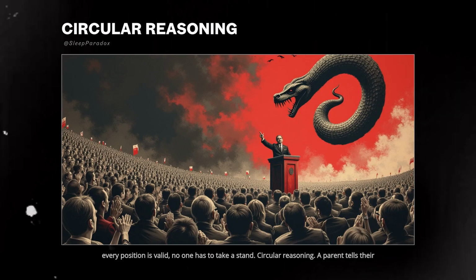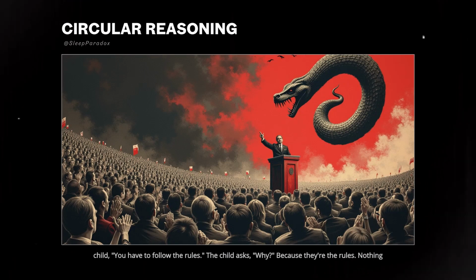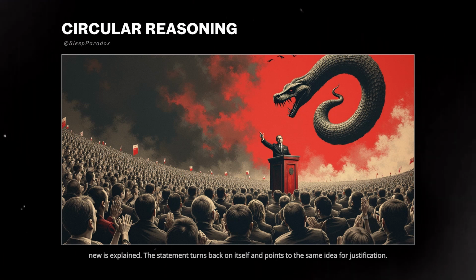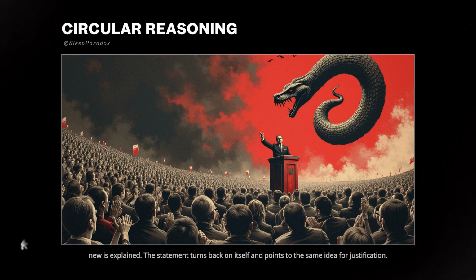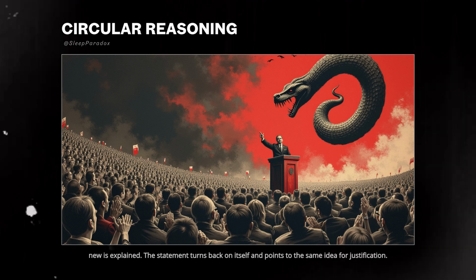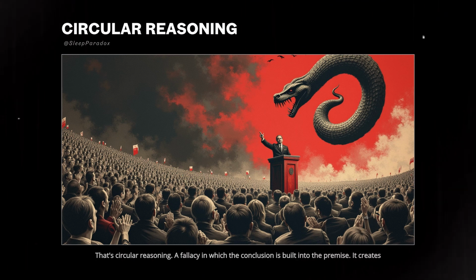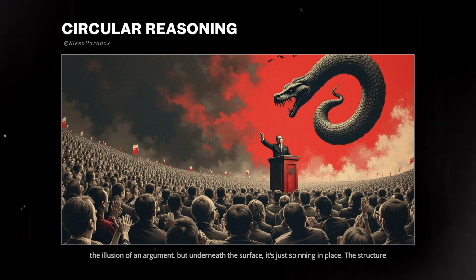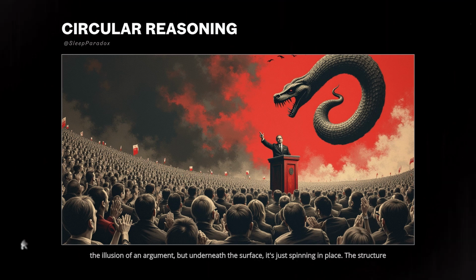Circular reasoning. A parent tells their child, "You have to follow the rules." The child asks, "Why?" "Because they're the rules." Nothing new is explained. The statement turns back on itself and points to the same idea for justification. That's circular reasoning. A fallacy in which the conclusion is built into the premise. It creates the illusion of an argument, but underneath the surface, it's just spinning in place.